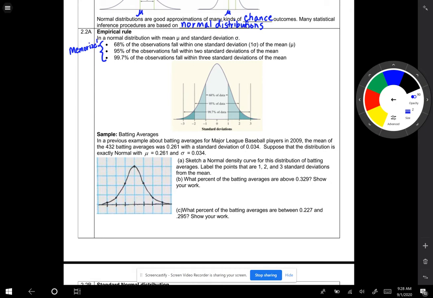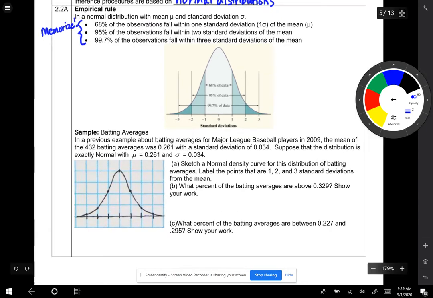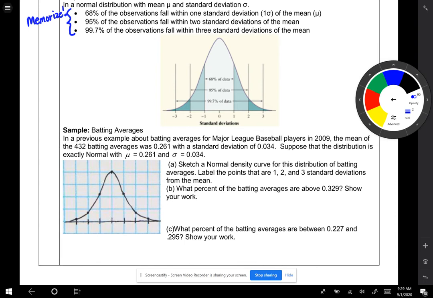95% of the observations fall within 2 standard deviations of the mean, and 99.7% of the observations fall within 3 standard deviations of the mean. So if we look over here, this is your mean right here. The standard deviations 1, 2, and 3 above the mean would be, this is 1, but this -1 counts as being within 1 standard deviation, so it's to the right and left of the mean. And then you have 2, -2, and then 3 standard deviations. So this is how it works.